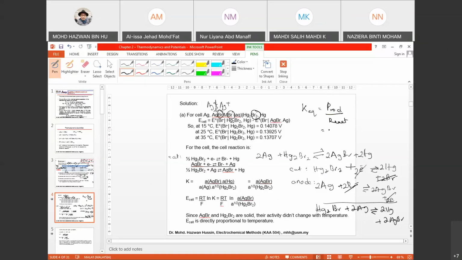Then what will be your product? The product will be Hg multiplied with AgBr. We put a, the activity, over the activity of Hg2Br2. Sorry, this one is missing a 2. Okay, multiply with the activity of Ag.